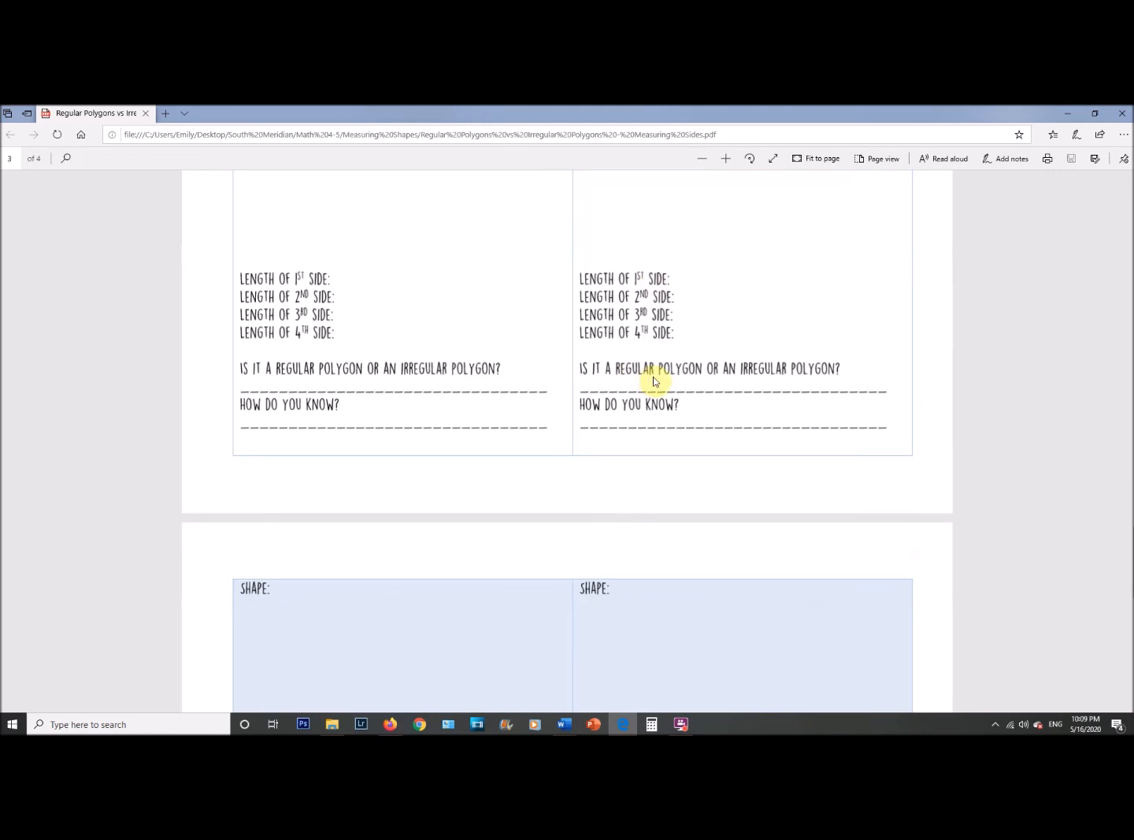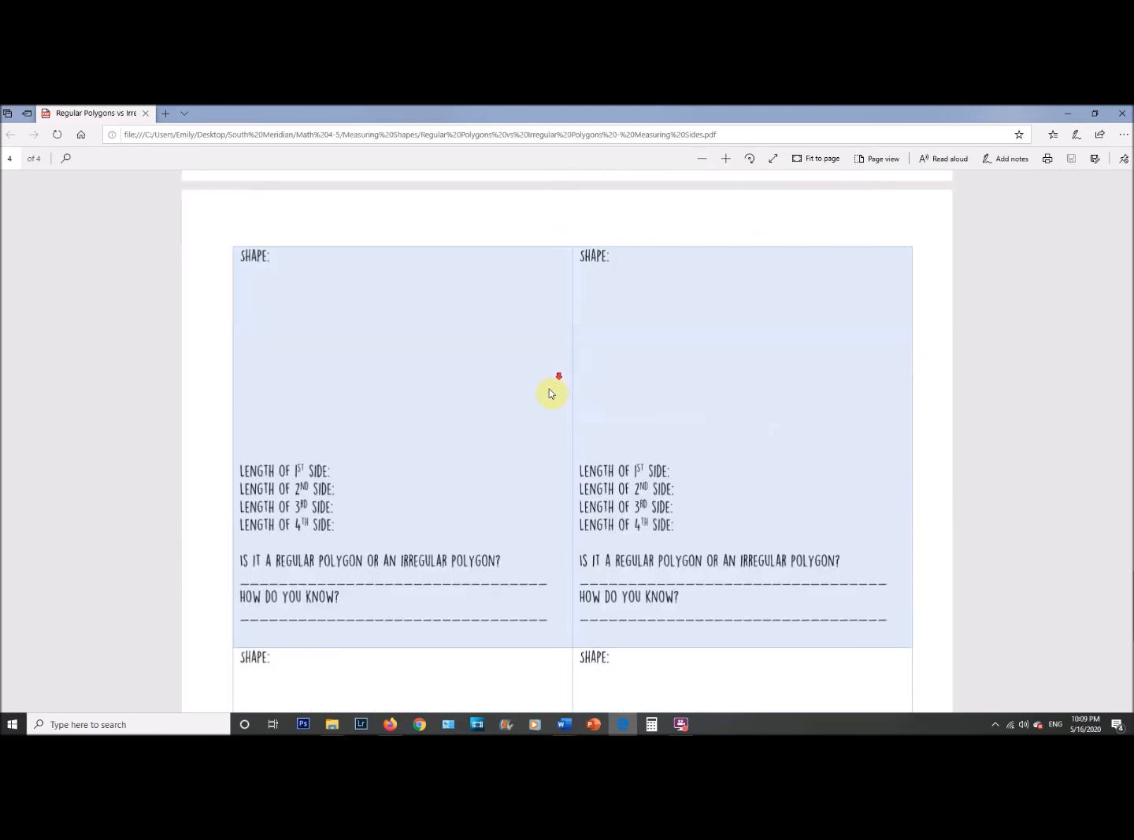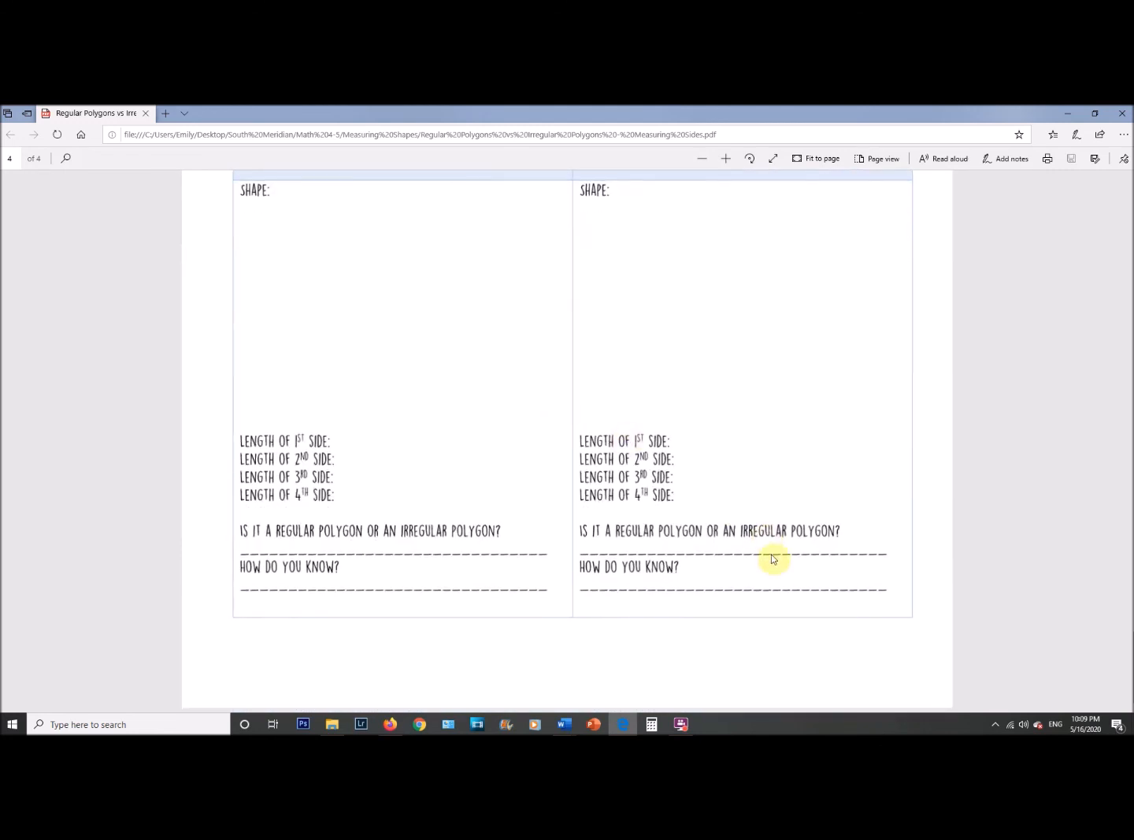You're going to measure them all, and then we're going to see, first of all, what are the measurements, and then is it regular or irregular? And just like the triangles, you're going to write down if it's regular or not, and then how you know. And remember, we know if it's regular because all the sides have the same measurement.